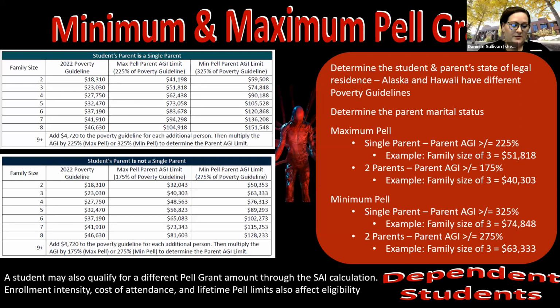The other thing we have to remember is that a student can also qualify for a Pell Grant amount that's different from minimum or maximum Pell through the SAI calculation performed on the FAFSA. So when a student fills it out and the FAFSA is calculated, it looks at whether they automatically qualify for a minimum or maximum Pell, and if they don't, it does the SAI calculation. It's also going to be limited by the student's enrollment intensity, their cost of attendance, and their Pell lifetime limits. So those are all going to affect the Pell Grant amounts. Next slide, please.